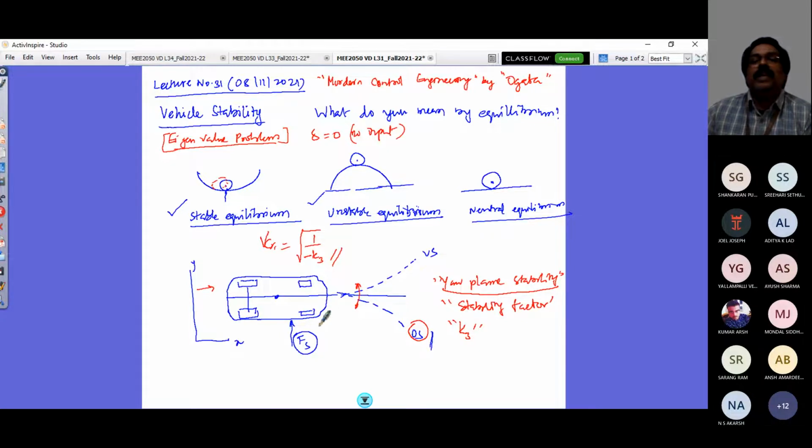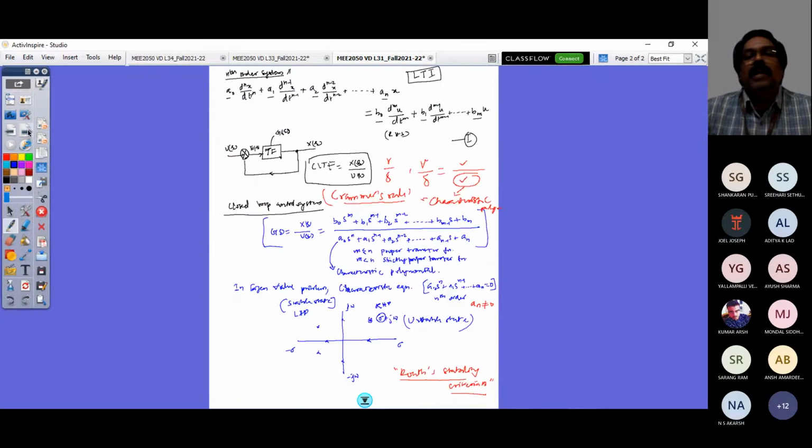So this is what we have looked at physically and touched upon in our previous lecture, and today we are going to look at it mathematically from your state equation, along with the Routh stability criterion. So that's what we are going to do, and that's what we were doing in the last class.